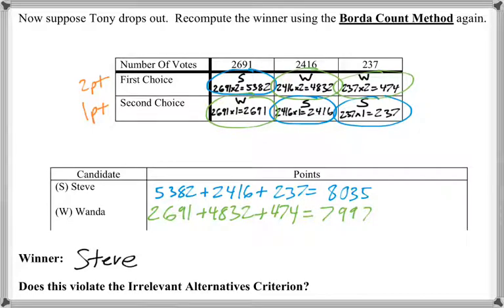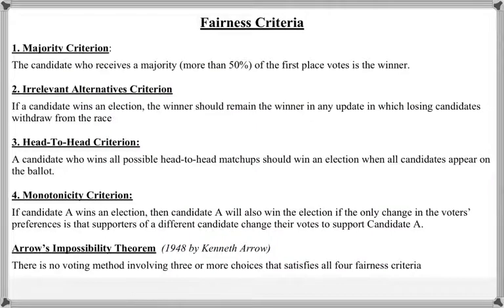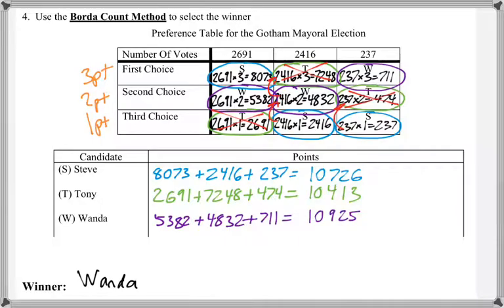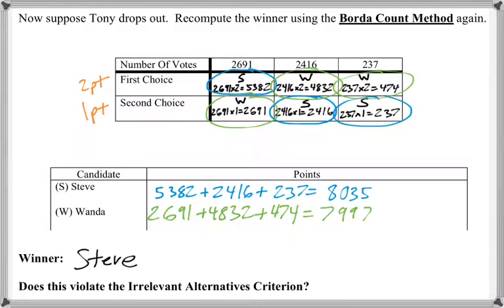So does this violate the irrelevant alternatives criterion? The answer is yes, because we should have the same winner. And Wanda won it the first time, but then after Tony drops out, Steve is the winner. So yes, different winner.